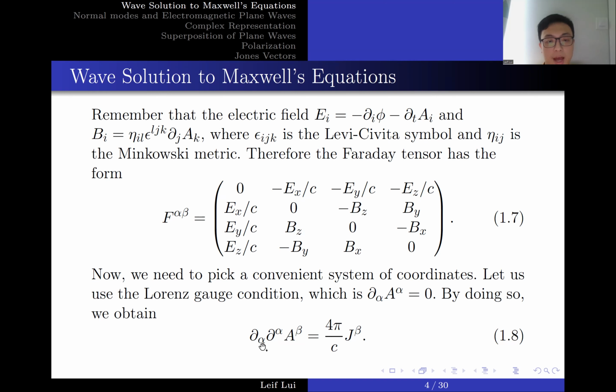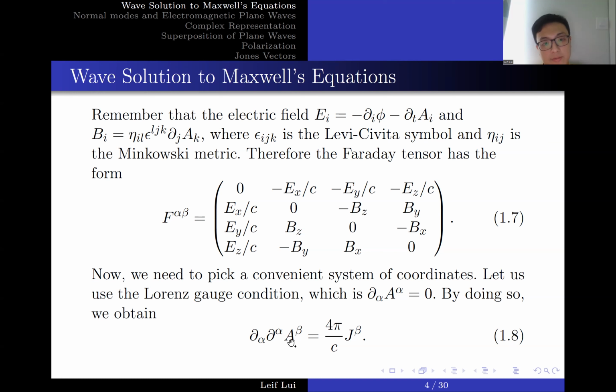So basically, partial sub alpha and partial to the alpha yield the D'Alembertian, and the D'Alembertian is essentially the wave operator. So we've shown that the wave operator of the four-potential is equal to some constant times the four-current. This is quite close to what we want, but it's not exactly what we want, because we want to show that the wave operator acting on the electric field and the magnetic field is indeed a valid wave equation. So how do we do this?